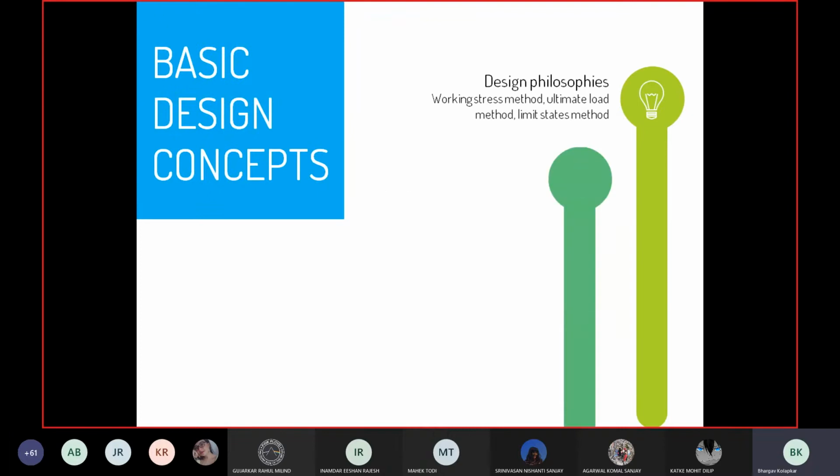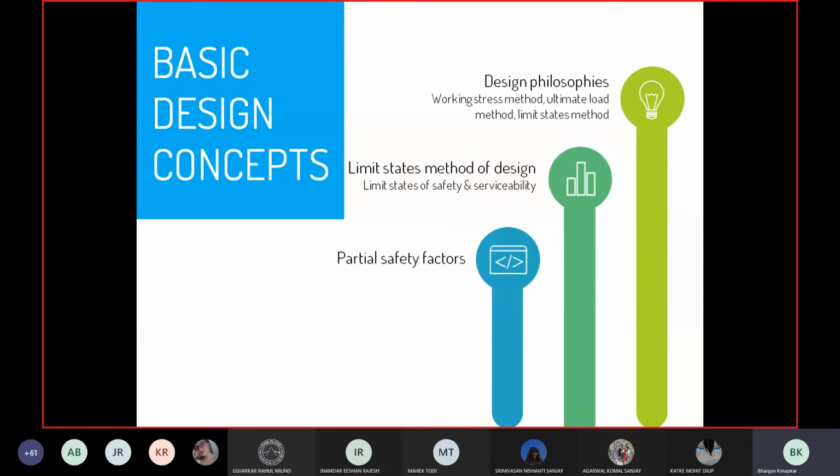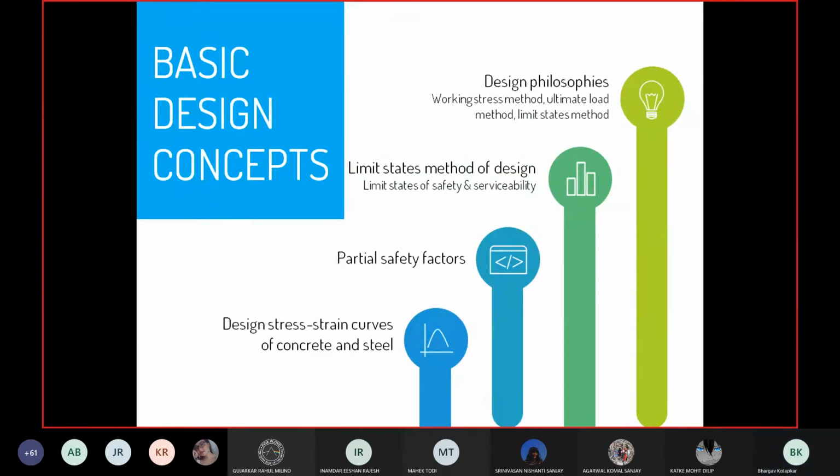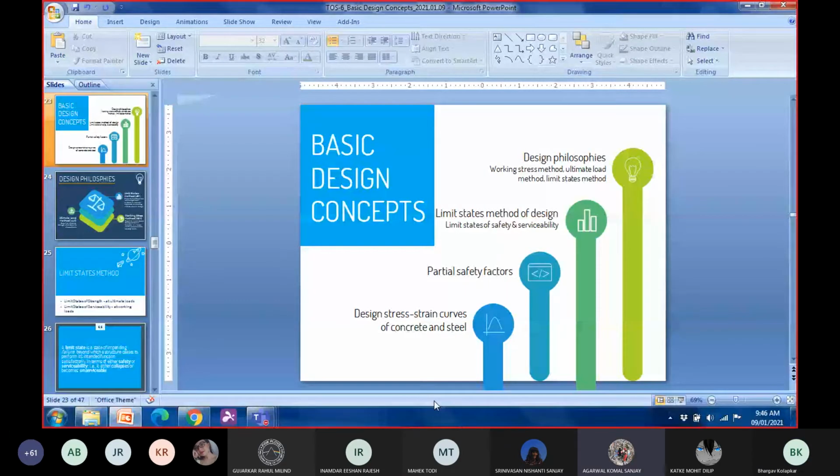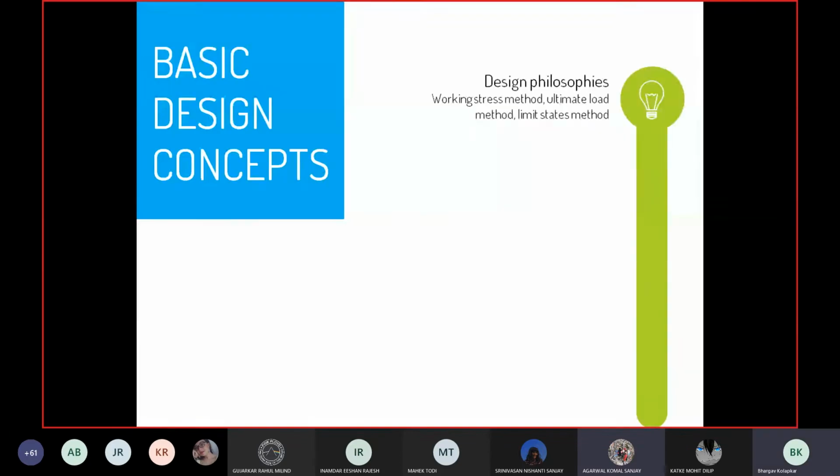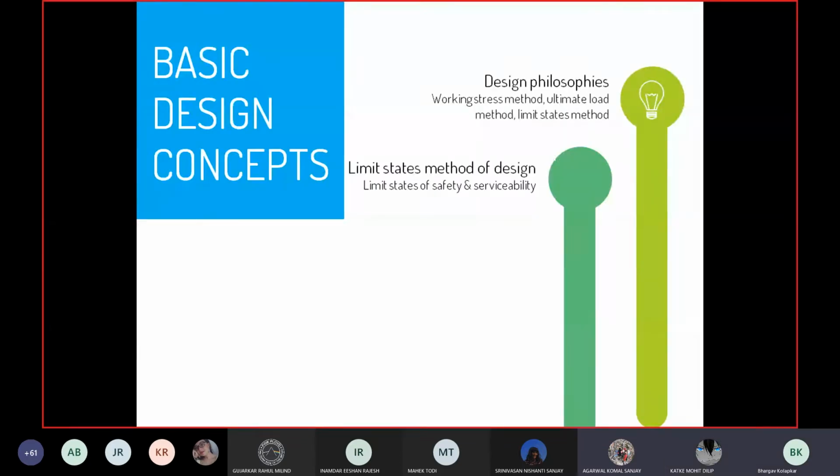So the basic design concepts that we are going to touch upon are, again, we have seen this before. This is a quick revision. By the way, any questions until now? Are you guys awake? Yeah, you're awake, right?